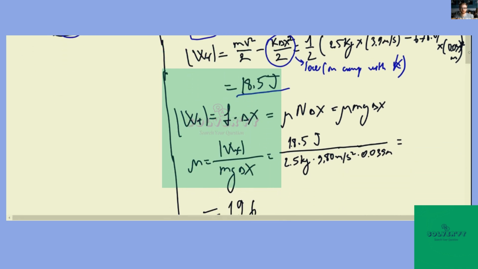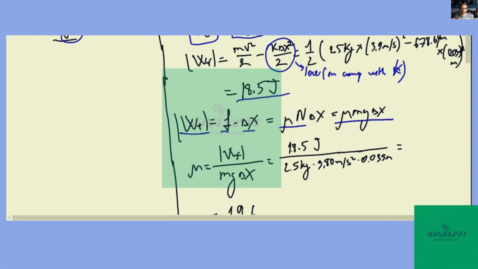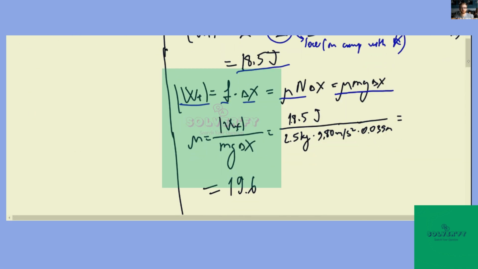Now let's calculate the coefficient of friction. The work of the friction force equals friction force times delta x, which is mu N because it's horizontal, or mu mg times delta x. Now we can calculate mu, and it turns out to be really huge. So it's quite surprising that it's so much above 1.